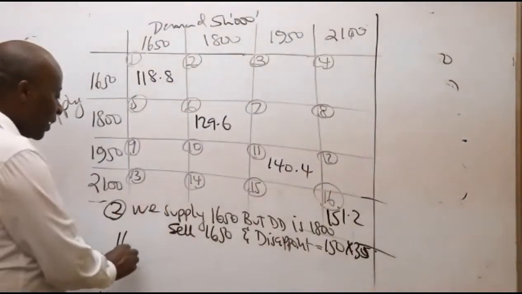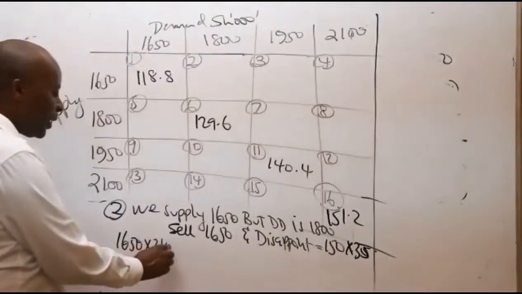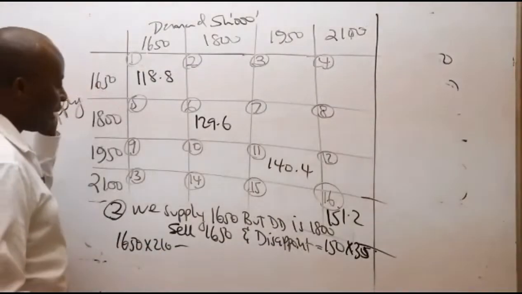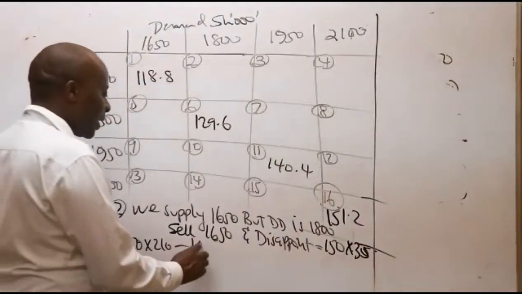So for the 1650 that I sell, I know the selling price is 210, right? I know the cost of supplying this 1650. The cost of supplying 1650 will be 1650 times 138. So please don't forget the disappointment figure.